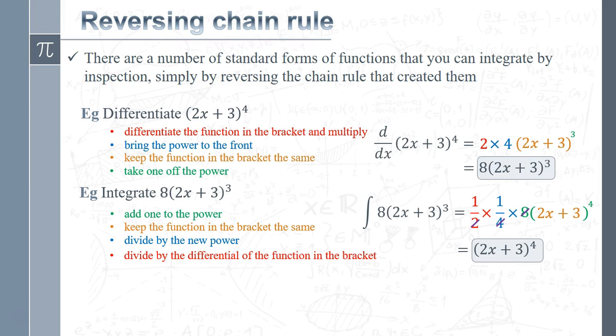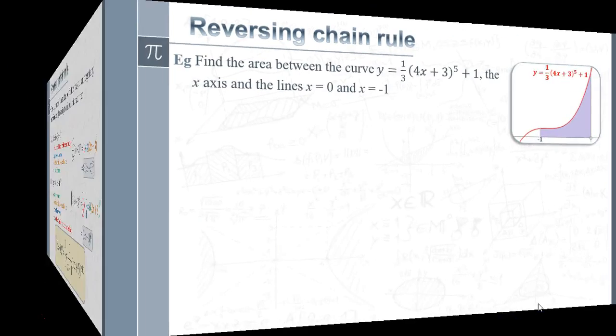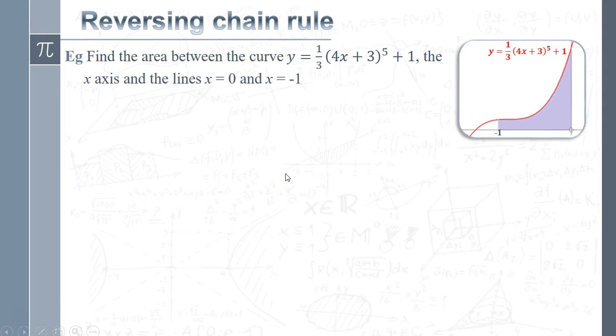Now, what that means in general terms is if we're going to integrate something of the form ax plus b to the power n, all I've got to do is that bit there is the reverse and the multiplying, that bit is the divide by the new power, and there it is, the original function raised to the new power. So, let's have a look at this in the context of an example.